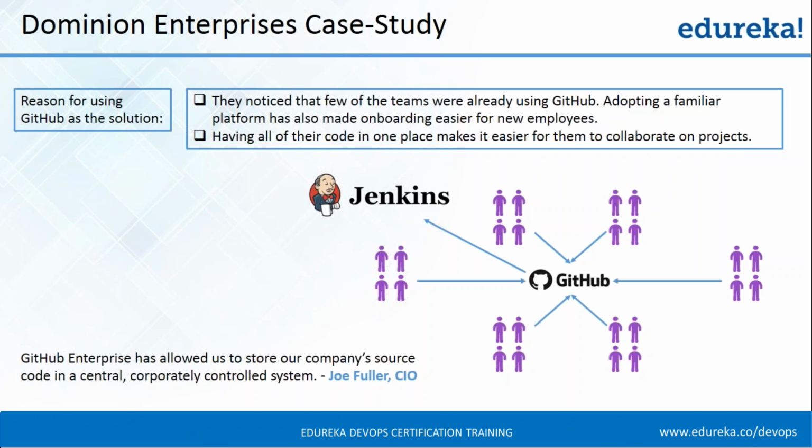And in order to continuously deliver their software, they have adopted GitHub as a version control platform. So GitHub actually facilitated a lot of things for Dominion Enterprises, and for that they were able to incorporate a continuous integration environment with Jenkins, and they were sharing their code and making software delivery even faster. So this is how GitHub helped not only Dominion Enterprises, but I'm sure this might be common to a lot of other companies as well.